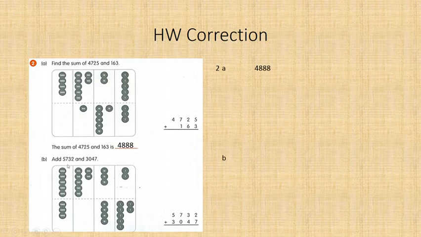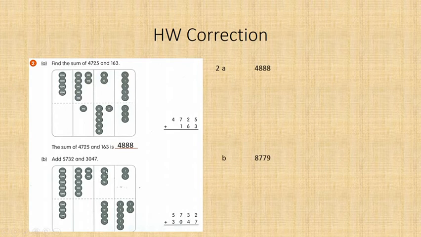I have to add here 5,732 and 3,047. So you have two ways to answer this question. The first way is to use the abacus, and the second way is to use the compact method of addition, or adding normally, like working it out. So here it's 2 plus 7 equals 8, 3 plus 4 equals 7, 7 plus 0 equals 7, and 5 plus 3 equals 8. It's very easy addition. So the answer is going to be 8,779.